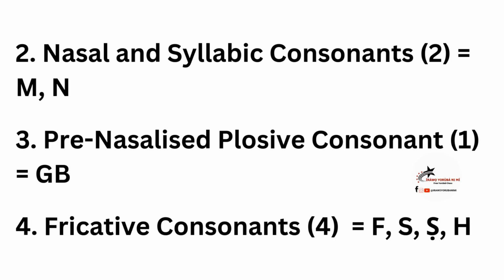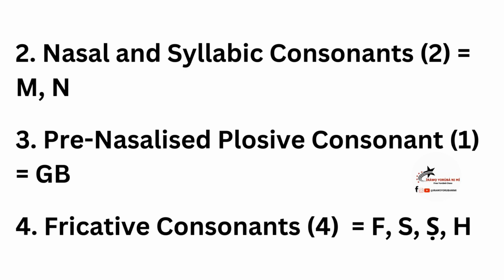Other types of Yoruba language consonants are 2. Nasal and syllabic consonants. These are 2 in number. They are mi and ni. These sounds are produced with airflow passing through the nose. So, anytime you hear or read the word nasal, just know that it has to do with your nose.